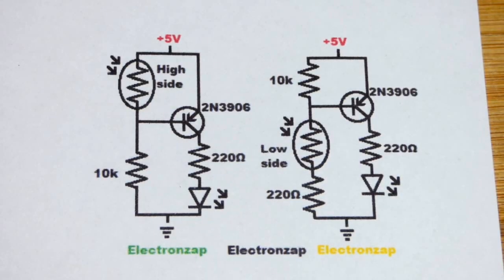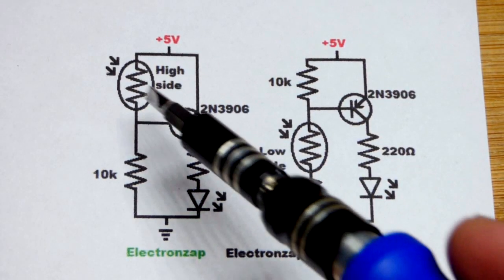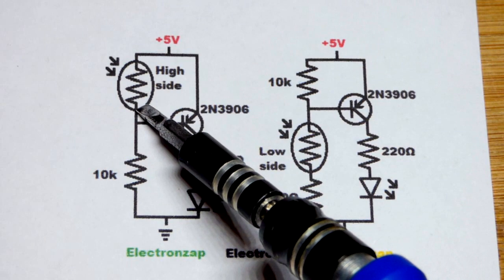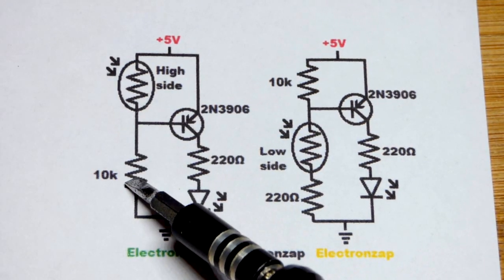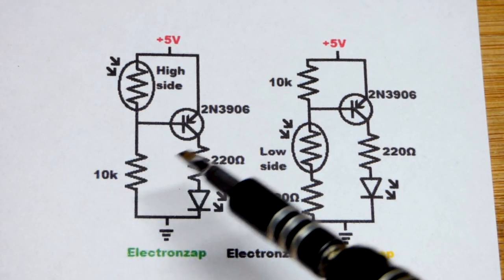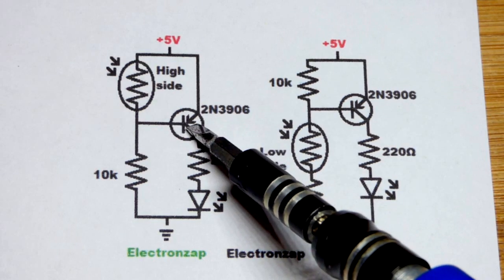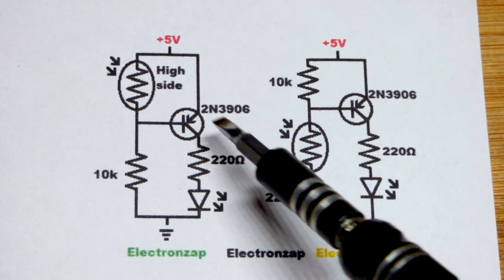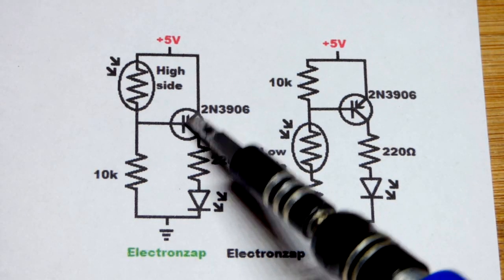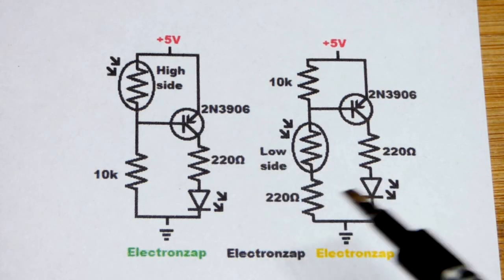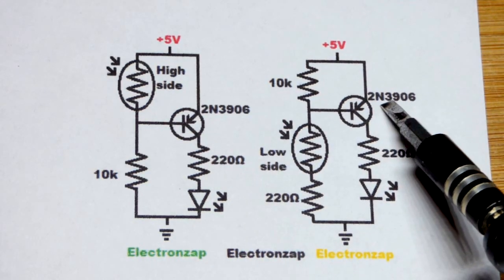Now in the last video we looked at the light dependent resistor being used as a voltage divider for an NPN bipolar junction transistor switch. Now we're going to look at the PNP bipolar junction transistor. So you can see the arrows pointing in instead of pointing out. It's a PNP bipolar junction transistor.